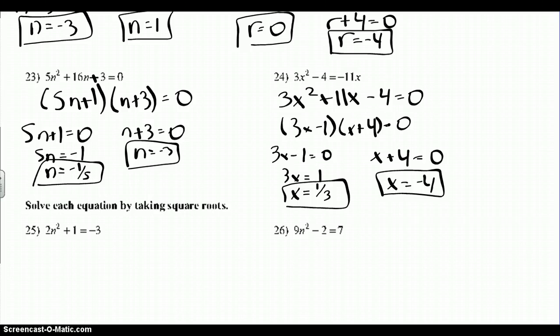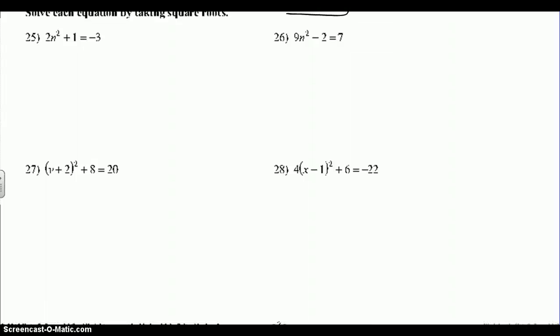Last but not least, we have a little easier problems by taking the square roots of both sides. So if we're looking at 25, I need to isolate what's being squared. So in this case, it's the n squared. For 26, it's also the n squared. For 27, it's the whole v plus 2 squared. And for 28, probably the most challenging one, it's the whole x minus 1 squared. So I need to isolate that.